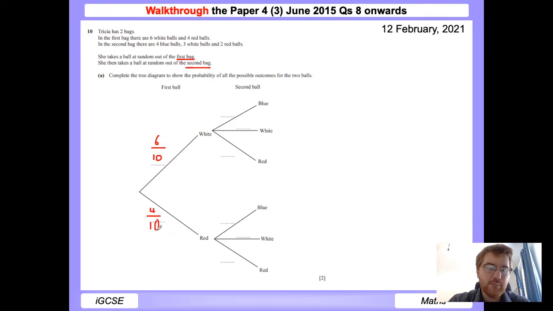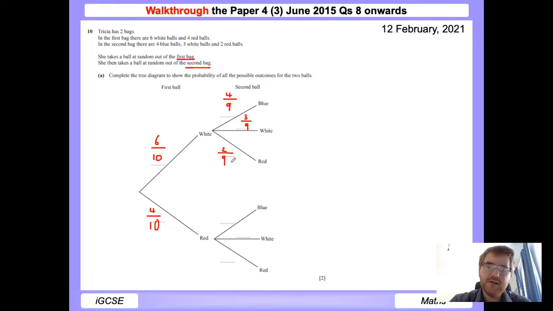Now we have a completely different bag. So for the second bag, there are 4 blue balls, so it'll be 4. And then how many balls are there in this bag? Well, let's be careful. 4 plus 3 plus 2 is equal to 9, so we get 4 out of 9. Likewise, with white, we have 3 out of 9. Red, we have 2 out of 9.